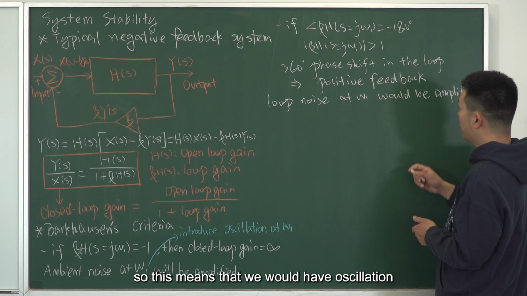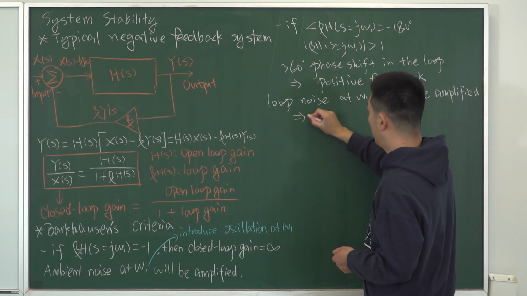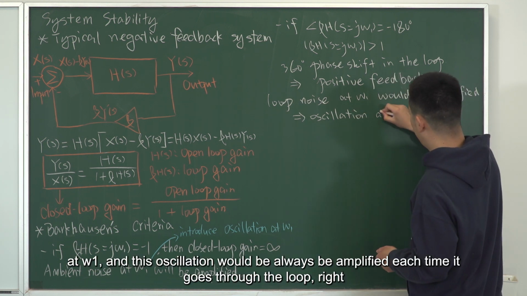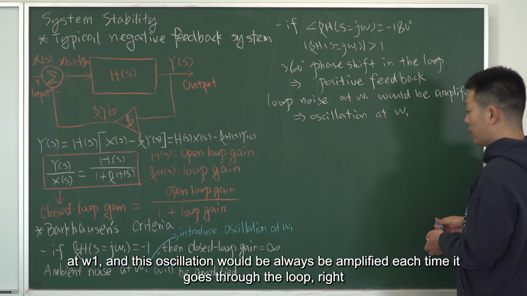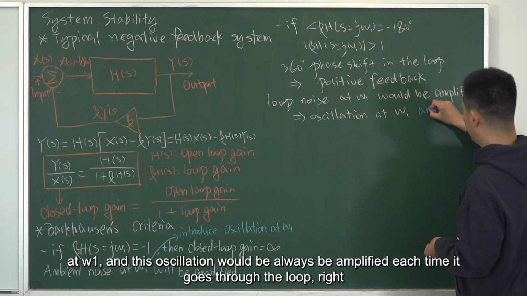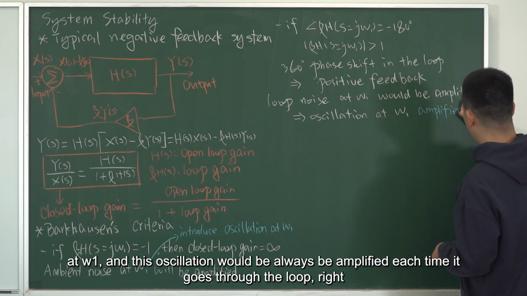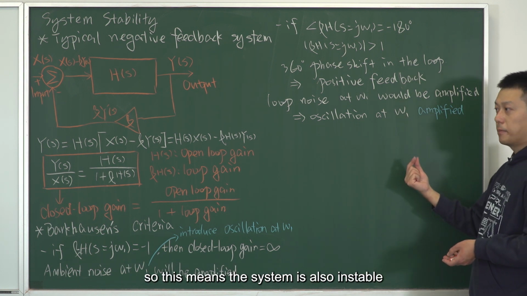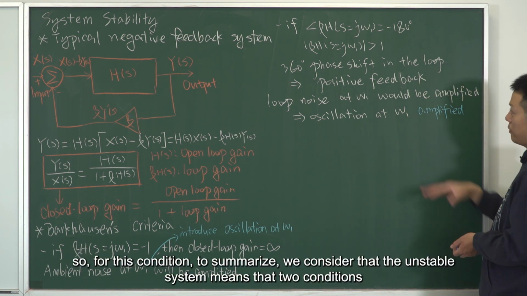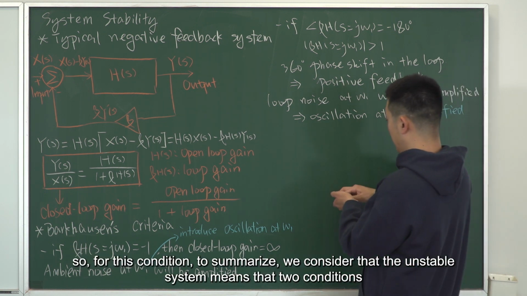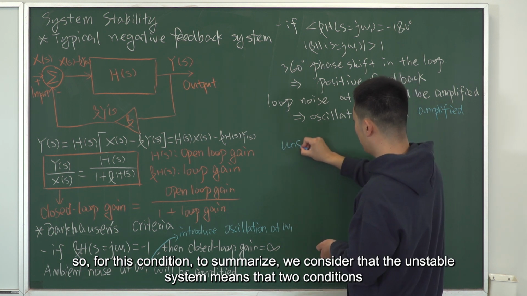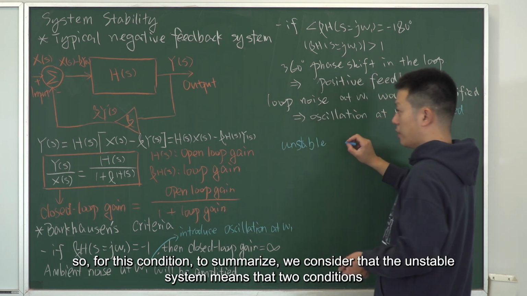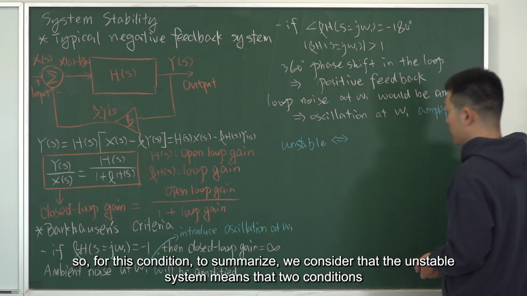With many, many times, this signal will accumulate to a very large value. So this means that we would have oscillation at omega 1. And this oscillation would always be amplified each time it goes through the loop, right? So this means the system is also unstable. So for this condition, to summarize, we consider that the unstable system means two conditions, right?